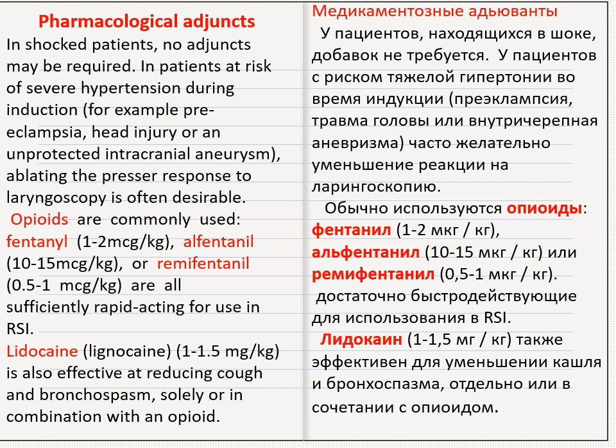Pharmacologic adjuncts. In shocked patients, no adjuncts may be required. In patients at risk of severe hypertension during induction, for example preeclampsia, heart injury, or an unprotected intracranial aneurysm, a blunting of the pressor response to laryngoscopy is often desirable. Opioids are commonly used. Fentanyl, alfentanil, and remifentanil are all sufficiently rapid-acting for use in RSI. Lidocaine, lignocaine, is also effective at reducing cough and bronchospasm, usually in combination with an opioid.